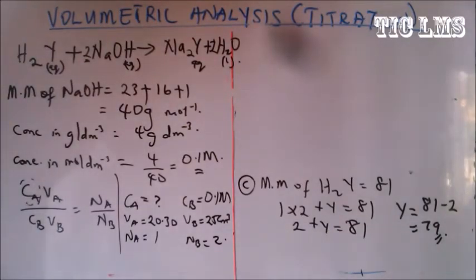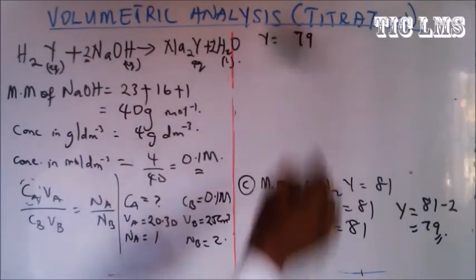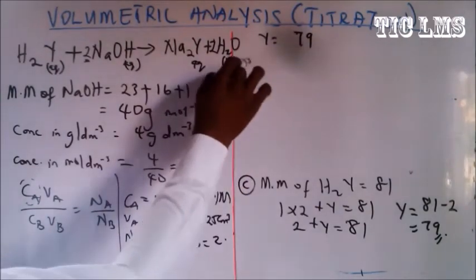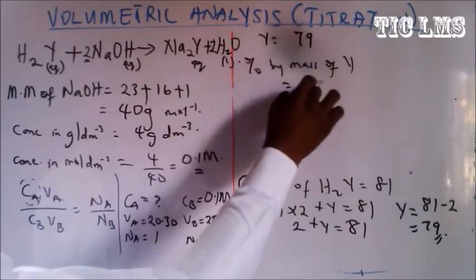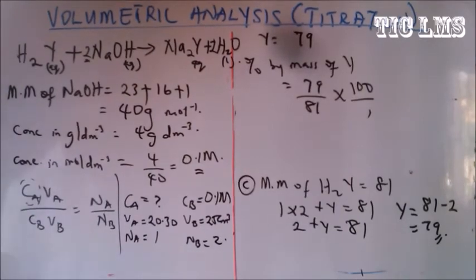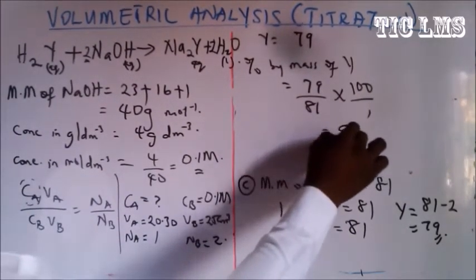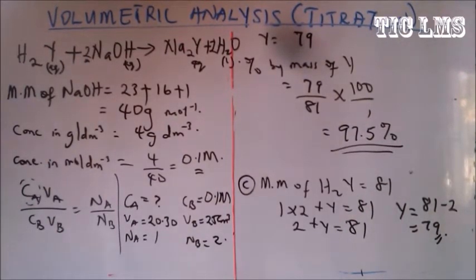And lastly, we're told to find the percentage by mass of Y in the acid. Now that we know that Y is 79 of the 81, we have that percentage by mass of Y equal to 79 over 81 multiplied by 100, and that produces 97.5%. So that is the percentage of Y in the acid.